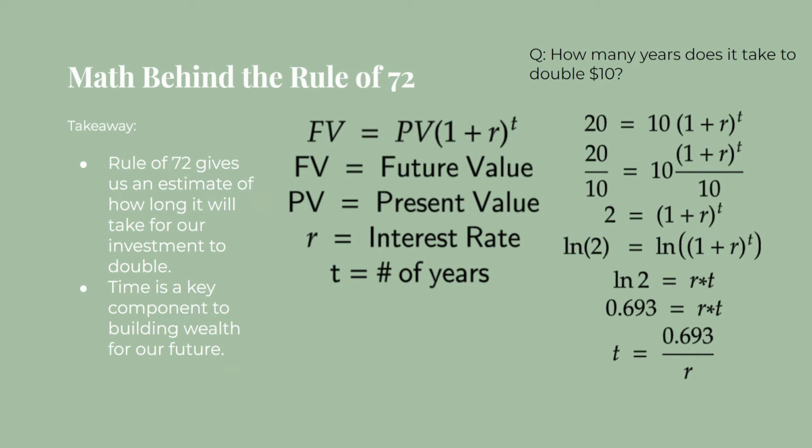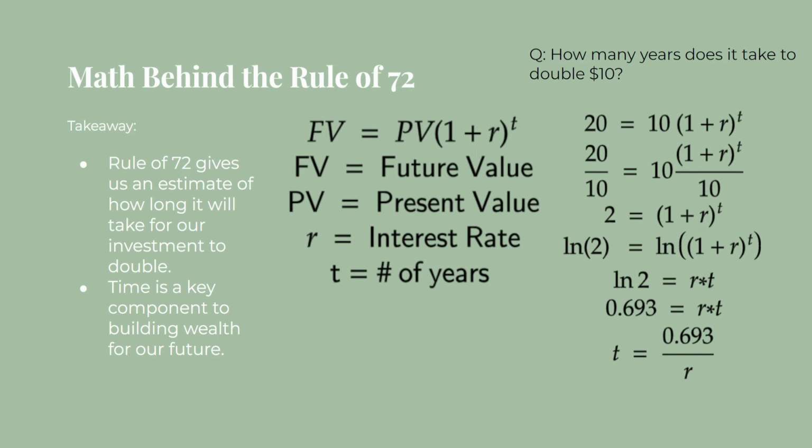And then we take the natural log on both sides. The natural log property allows us to take the exponent to the front. So ln of 1 is 0, so we're left with natural log of 2 equal to the interest rate times t. The natural log of 2, if you plug it in the calculator, is approximately 0.693, and by isolating t by itself, we're able to calculate the year. All we have to do is plug in the interest rate and voila, you get the number of years it takes for $10 to double.